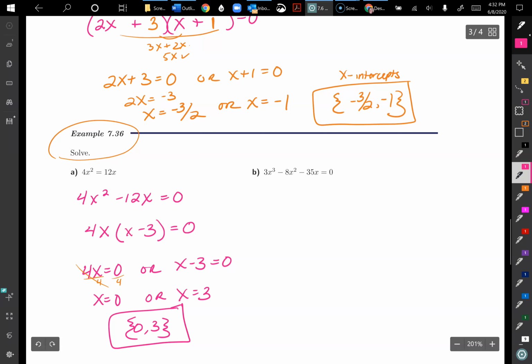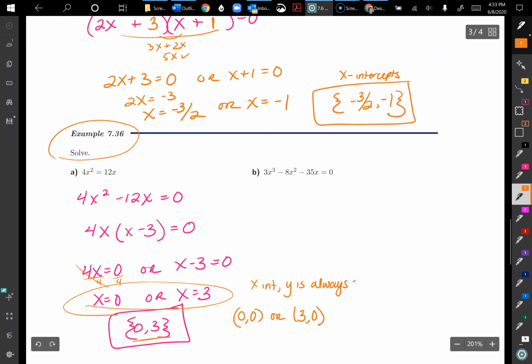Now, in your MyOpenMath, you're going to need to really look at what format they're asking for the answer to be given in. They might have it be this format. They might have it be in set notation. They might actually ask you sometimes to write it as points. So this would be as points. Remember, your y is always 0. So for x-intercepts, y is always 0. Okay. That's a broad concept that we always want to keep in mind.